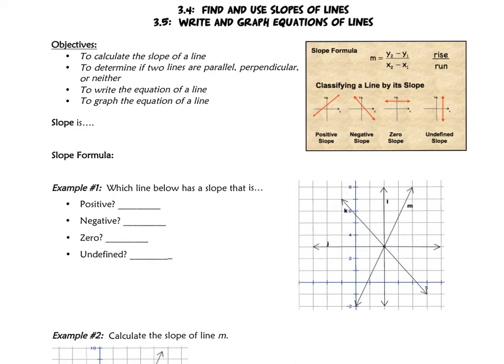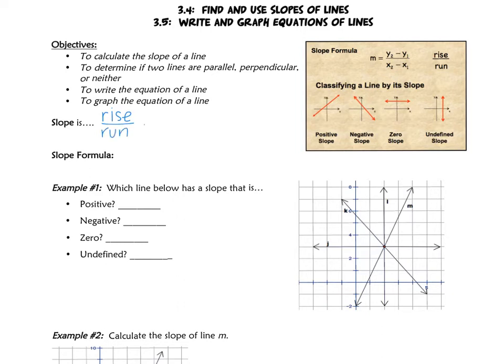Objectives: to calculate the slope of a line, to determine if two lines are parallel, perpendicular, or neither, to write the equation of a line, and to graph the equation of a line. So these notes might be a little bit longer just because we're putting two sections together, but it's your last video, so get excited. So slope is rise over run.